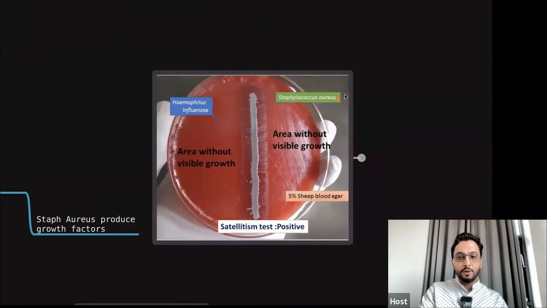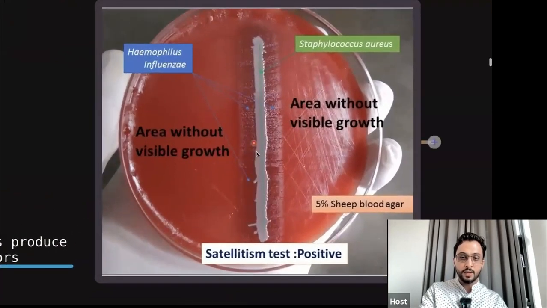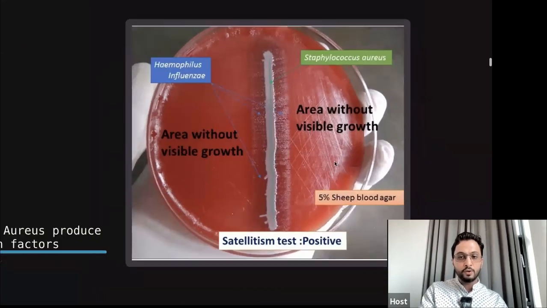Okay, where you have Staphylococcus aureus, which is growing here, in this more grayish area. And you have Haemophilus influenzae growing around it because it's getting the growth factor. So the area with very visible growth is this, the white dots, whereas here you see very little growth. It's blood agar, along with the Staph aureus, so it's called satellitism.